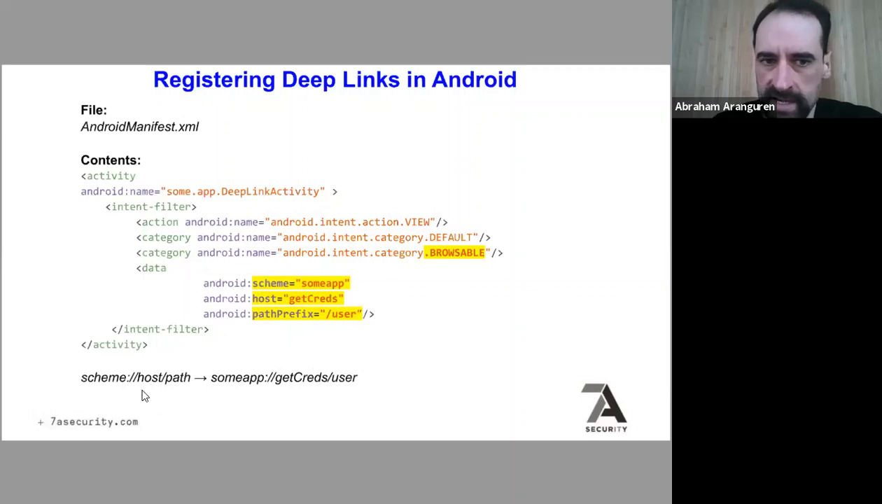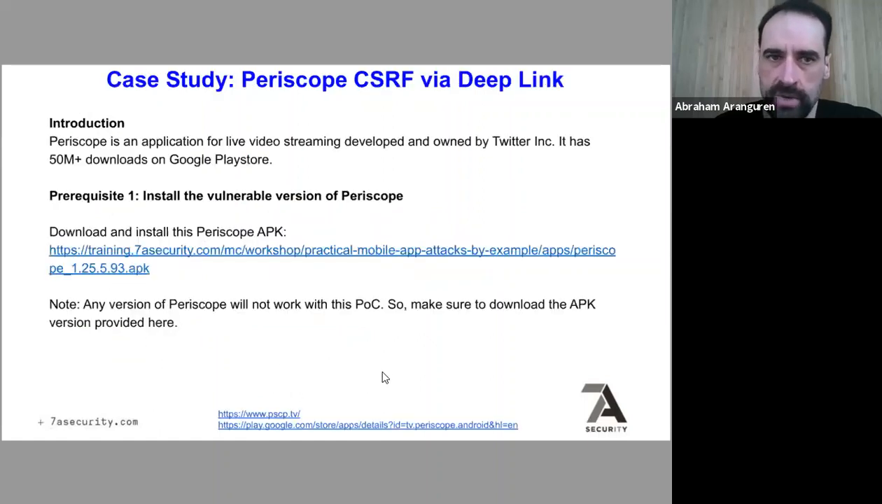So this is basically telling you what the structure of the deep link is, right? So here we have scheme://host/path, right? So someapplication://getcreds and then /user would be the structure in this case, right?